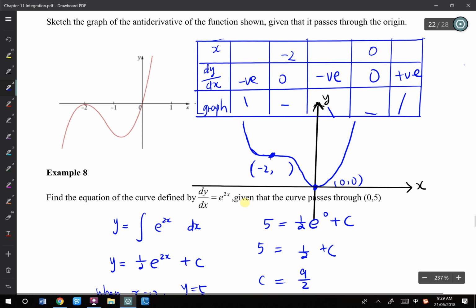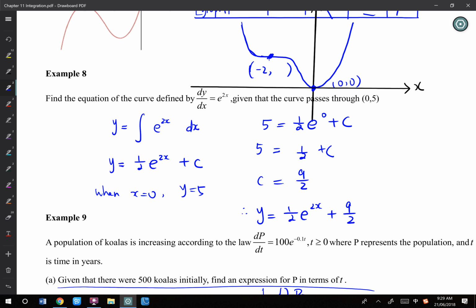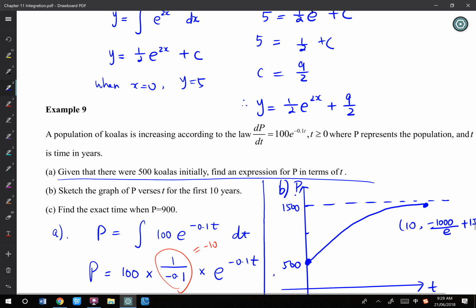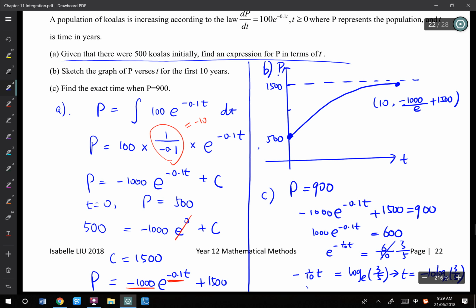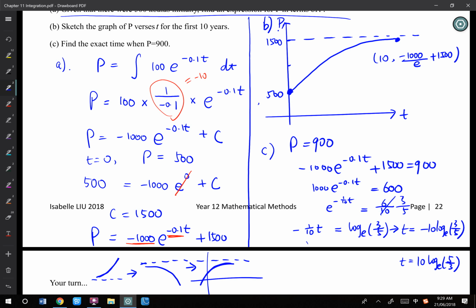And we also talked about how, given the derivative function and a point, you can find the actual y function, or the fx function. We substitute the given point to find the c value. That one is easy. And we rushed through this question here, which is talking about population growth.